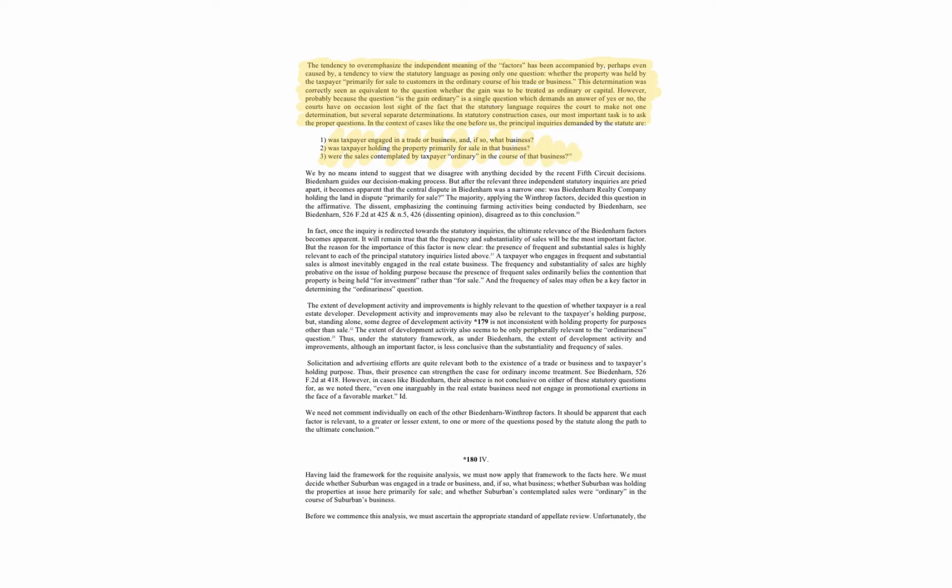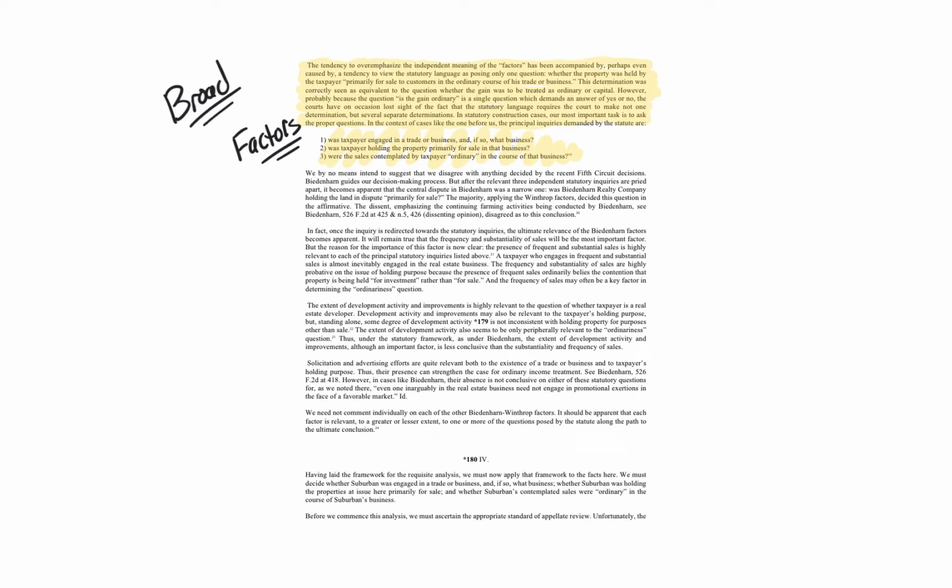makes three questions. Now these you can think of like factors, but they're really broad questions, and what they're doing is they're breaking down the statute itself. Was the taxpayer engaged in a trade or business, and if so, what business? So that goes to the definition of ordinary course of trade or business. Was the taxpayer holding the property primarily for sale in that business? And then was it ordinary? So those three things. So that's important to put in your memo, because if you miss that, then you're not getting that element. So then they go on.